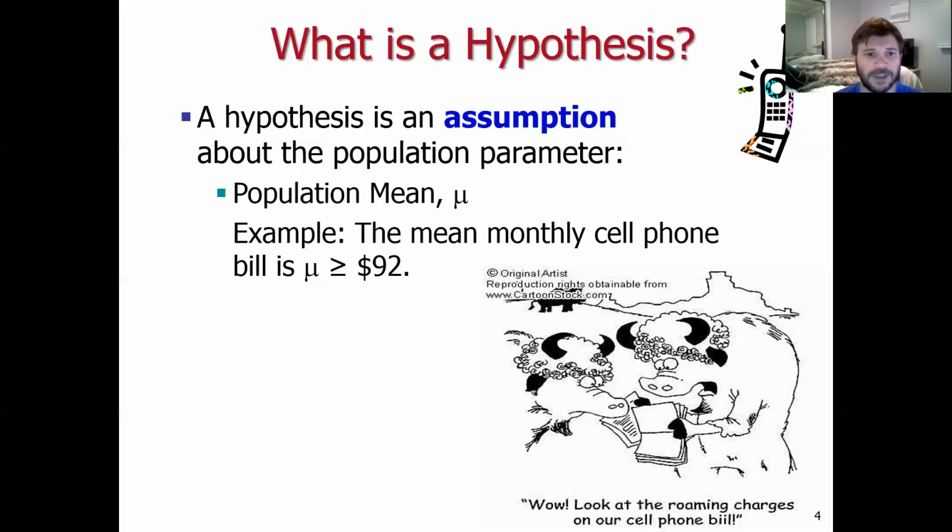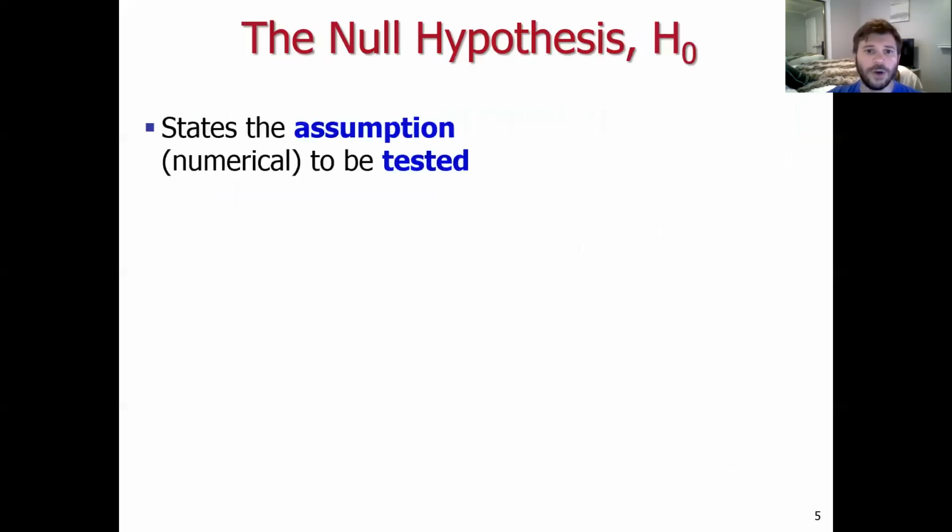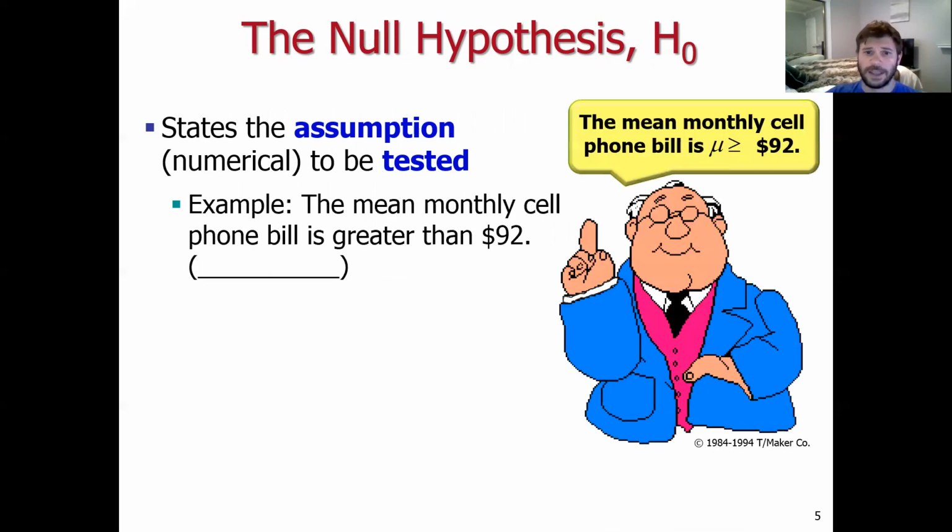So we may have some assumption or some hypothesis about the mean, and we're going to look for statistical evidence in some sense to disprove this hypothesis. Now, this hypothesis that we're starting with here, that's the status quo of our framework, is known as the null hypothesis. We reference this with a capital H sub 0, or sub naught. And the null hypothesis states the assumption to be tested. In our example here, the null hypothesis is that the population mean phone bill is greater than $92.